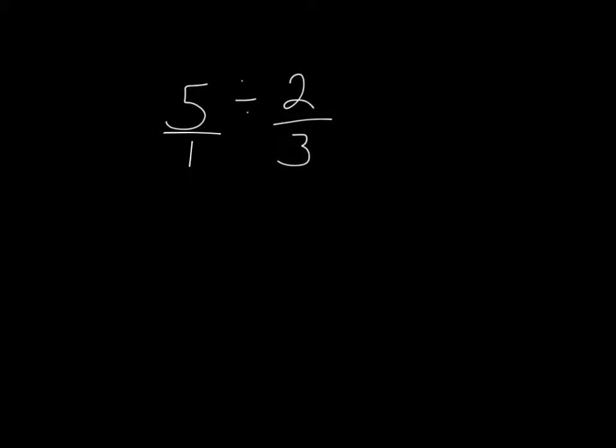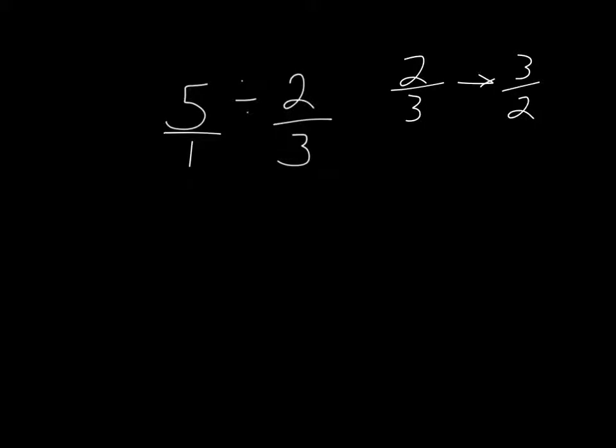Now there are a couple of ways that we can solve it. The first way is by multiplying by the reciprocal. When we read the problem as 5 divided by 2/3, we notice that the 2/3 is the divisor. So this here is the divisor, 2/3. We're going to be multiplying by the reciprocal of 2/3, and the reciprocal of 2/3 is 3/2.